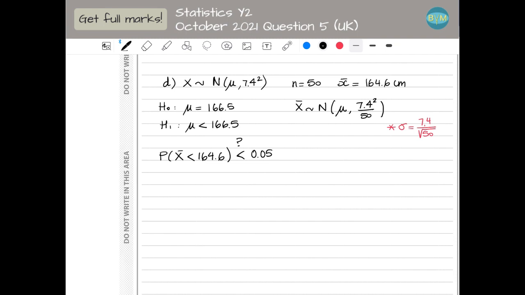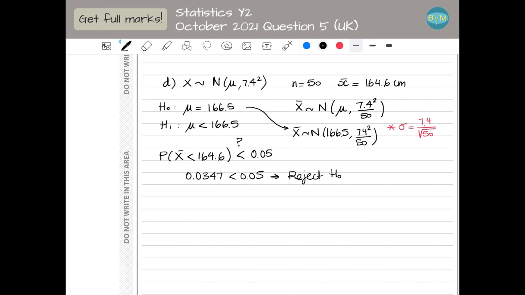We just have to go to the calculator. This is our normal distribution. If H0 is true, the mean is going to be 166.5, and this same value here. I just know the mean now, so the mean is 166.5. We go with this to the calculator. We find this probability, and this probability is 0.0347, which is smaller than my significance value. Therefore, I have to reject H0.